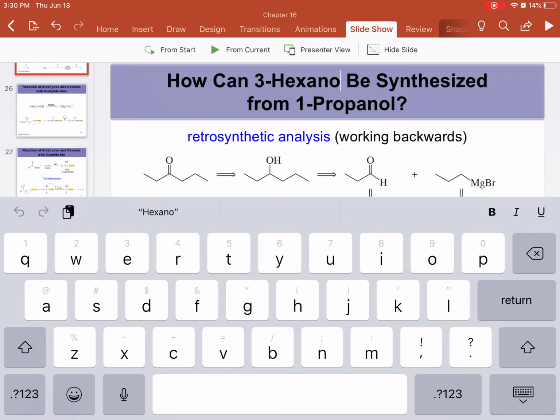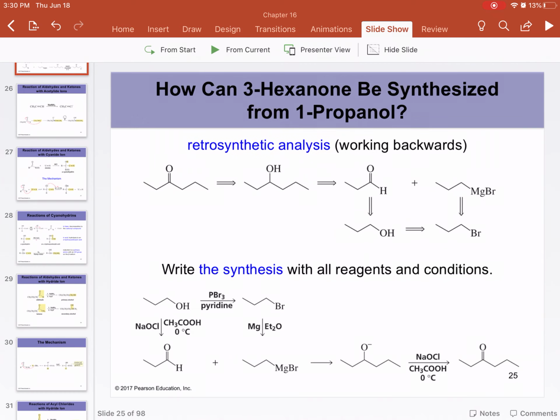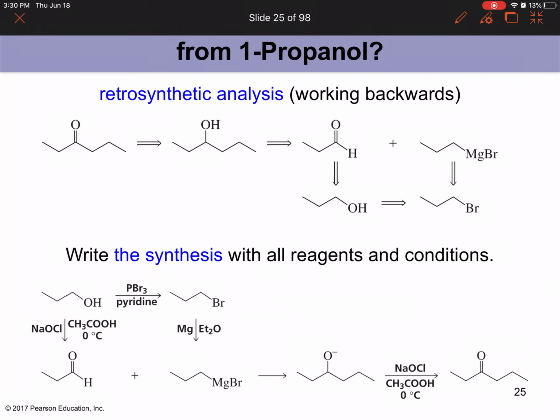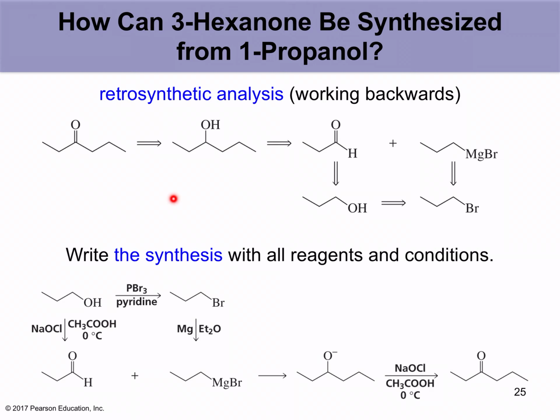How can 3-hexanone, a ketone, be synthesized from 1-propanol? Okay, now let's see a small synthesis problem here. So this is 3-hexanone, 1, 2, 3, 4, 5, 6. So the name of this compound is 3-hexanone, and you are asking how can you prepare it from 1-propanol.